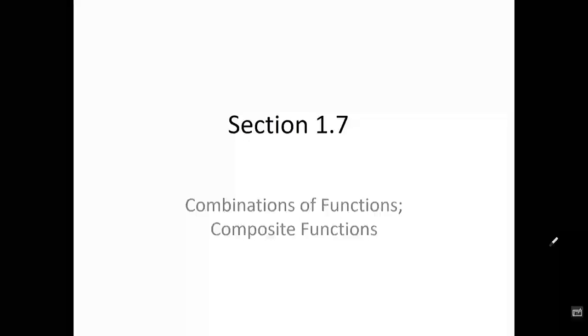If I have two functions, can I add them? Can I subtract one function from another function? Can I multiply the two functions? Can I divide a function by another function?